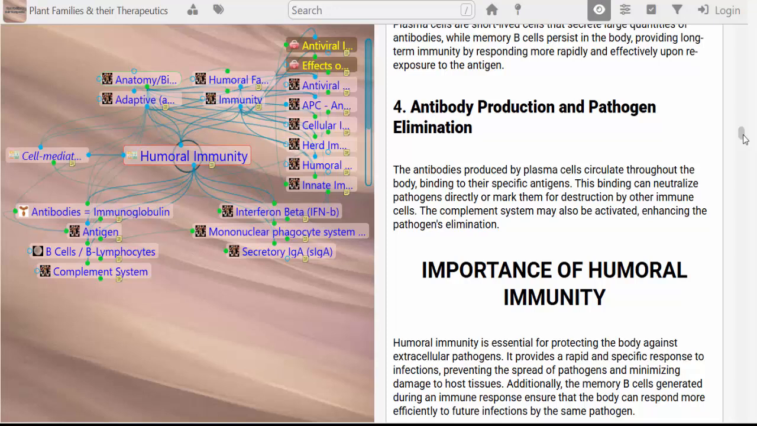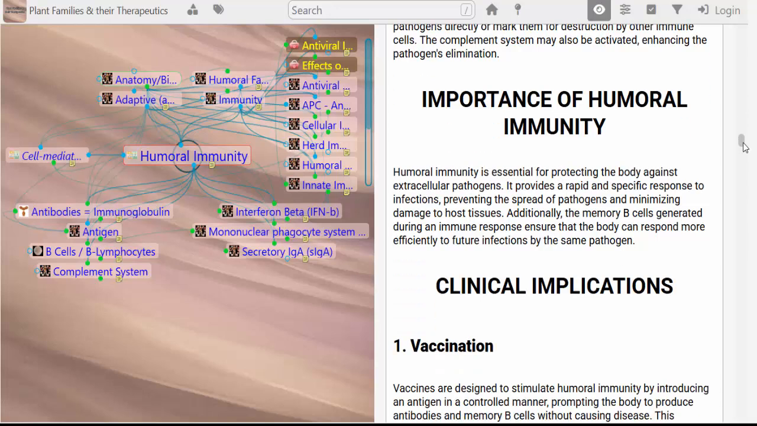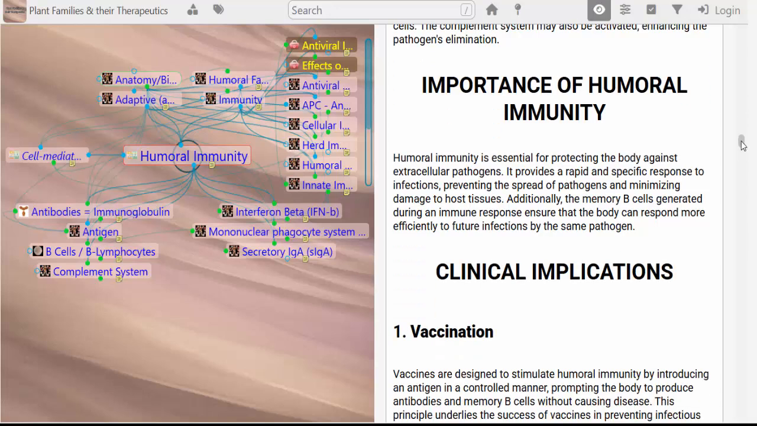Finally, antibody production and pathogen elimination. The antibodies produced by plasma cells are going to circulate throughout our bodies, binding to their specific antigens. And this binding can neutralize them directly or mark them for destruction by other immune cells. The complement system may also be activated, enhancing the pathogen's elimination. So humoral immunity is very important for protecting us from extracellular pathogens.